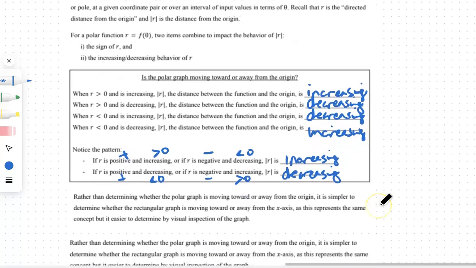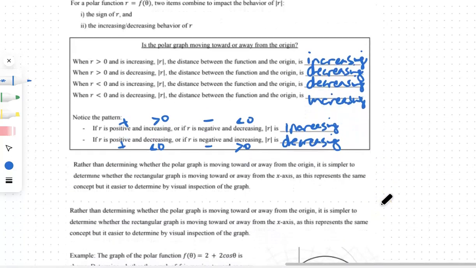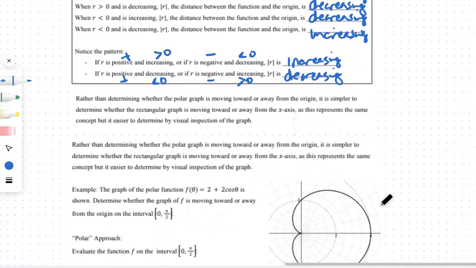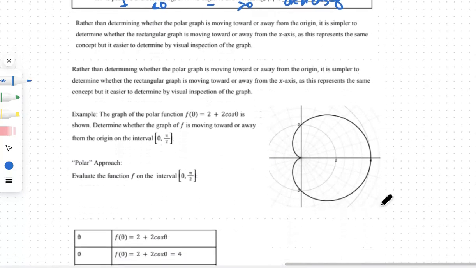So it's kind of hard to look at a polar graph and understand whether the graph is moving toward or away from the origin. So it's actually simpler to map it on a rectangular graph and determine if the graph is moving toward or away from the x-axis, just like we did in the 3.14 notes.